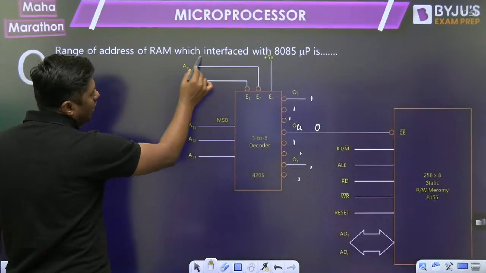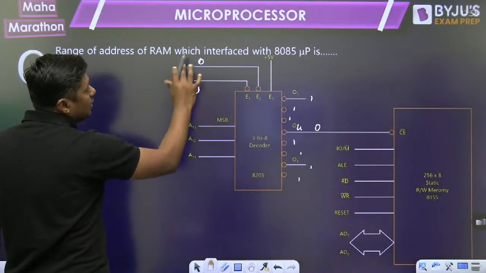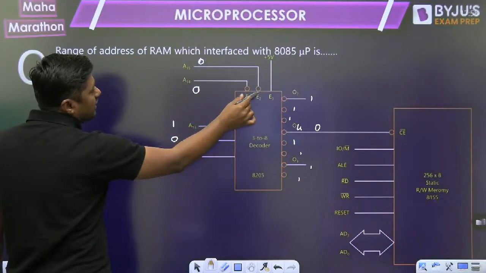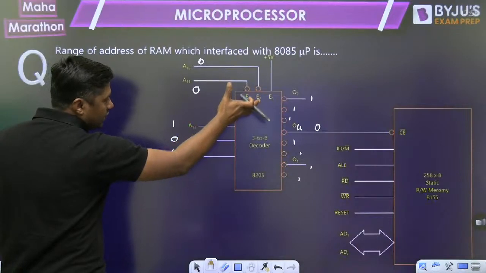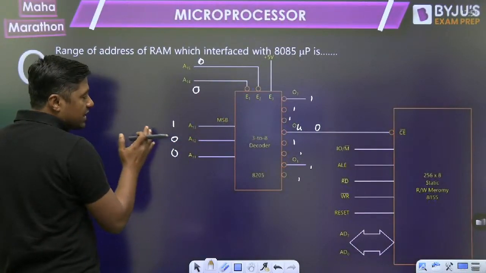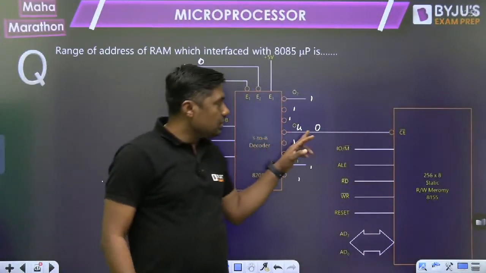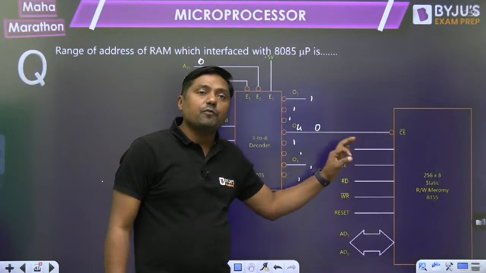When we are giving the 1-1, it will become 0-0. Or when we are giving 0-0 here, it will become 1-1 here. And that particular decoder will be enabled, and then it will take 1-0-0 as an input. When it takes 1-0-0 as an input, then this is 0 and that particular chip will be enabled.